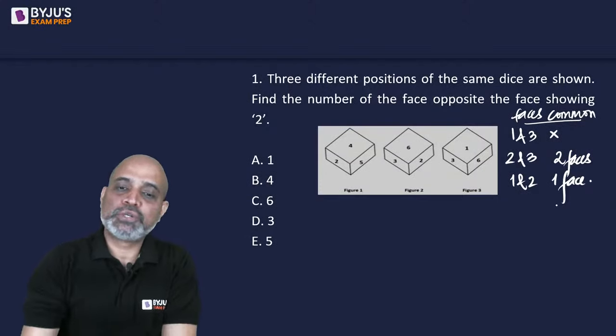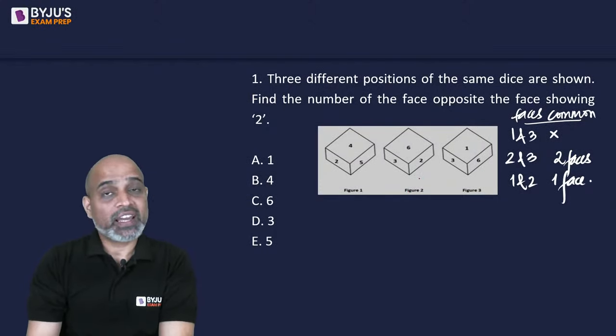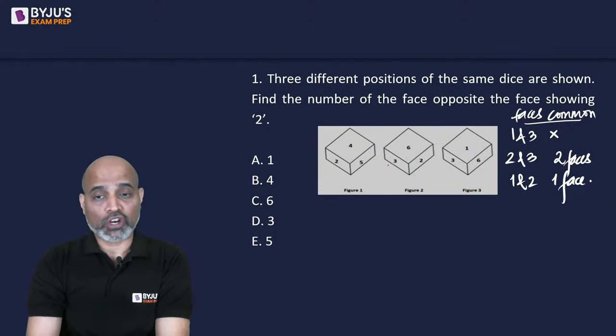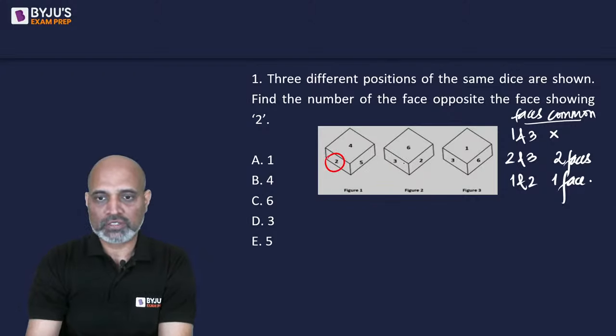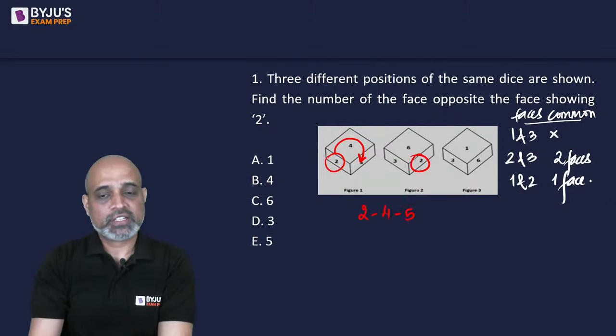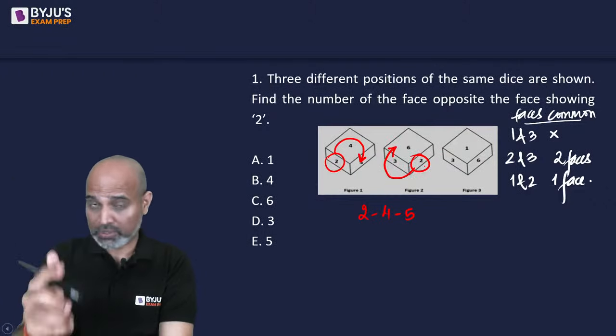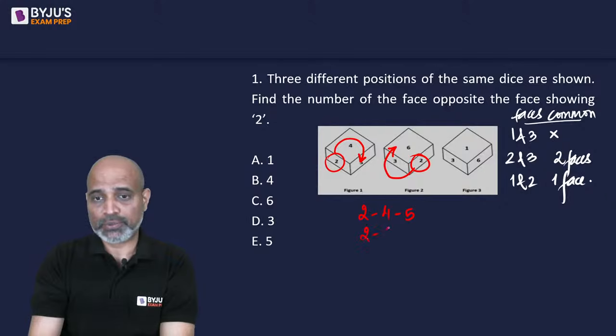So what we will do is, from figure 1 and 2, we will find the number which is common in both. So 2 is common. So you will start from 2. And you are going to write down the numbers in the clockwise order. So we will be writing down 2, 4, 5. Same thing we need to do for figure 2. Clockwise starting with 2. So it's going to end in 2, 3, 6, right?